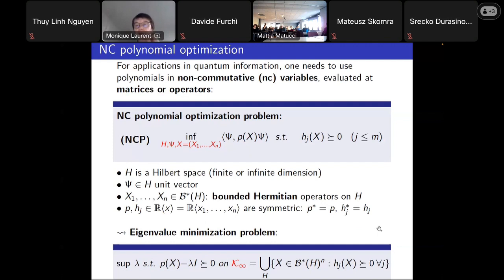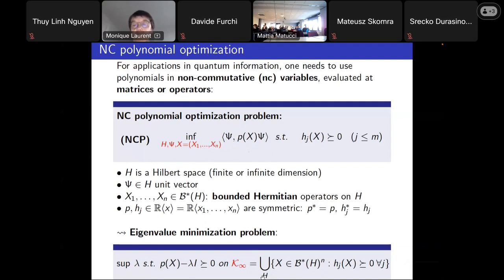So a first observation is that we have seen such an instance of program yesterday in the talk of Omar. And as already observed, this is actually an eigenvalue minimization, because minimizing this quantity amounts to computing the largest lambda for which P of X minus lambda identity is PSD on this big feasibility region. So this is the smallest eigenvalue of P of X. And what is this feasibility region? I denote it by K infinity.